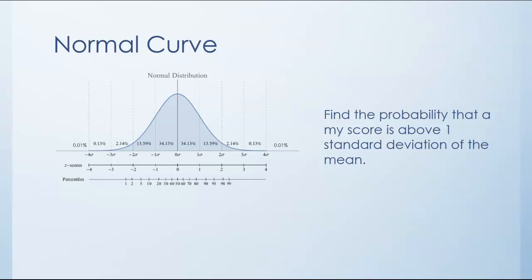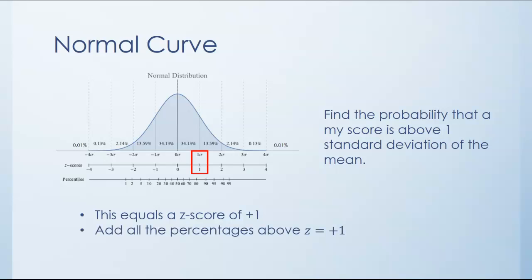Now remember that we have our z-scores to help us with this, and that 1 standard deviation above the mean is the same thing as a z-score of 1. So if I look on my normal distribution chart here, notice that I have my z-score of 1, or 1 standard deviation from the mean. That's on my positive side since I am talking about positive 1. So all we're going to do to figure out the probability of being above 1 standard deviation, or above a z-score of 1, is add up all of the percentages in each of the sections after 1, and that is going to give us the probability of being above 1 standard deviation.